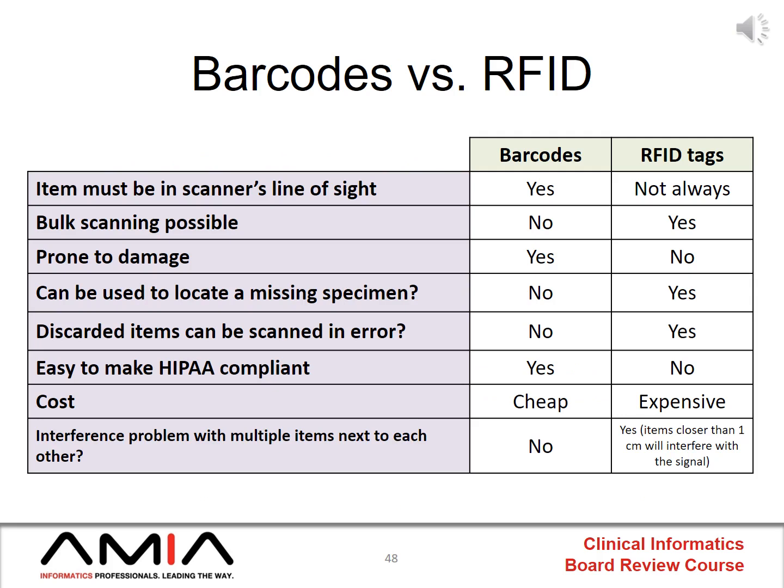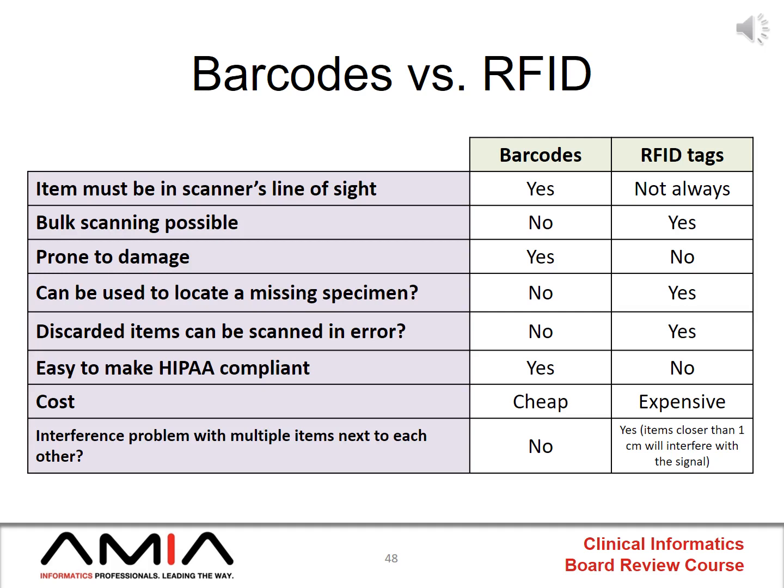Barcodes must be in the scanner's line of sight, but an RFID tag does not always have to be. You cannot do bulk scanning with barcodes, but you can do bulk scanning if you have items which are tagged with an RFID tag. Barcodes are more prone to damage than RFID tags, and RFID tags can be used to locate a missing specimen if that specimen has been labeled with an RFID tag. A barcode obviously has no such capability.